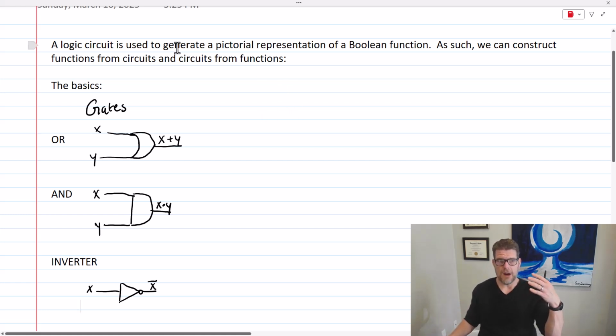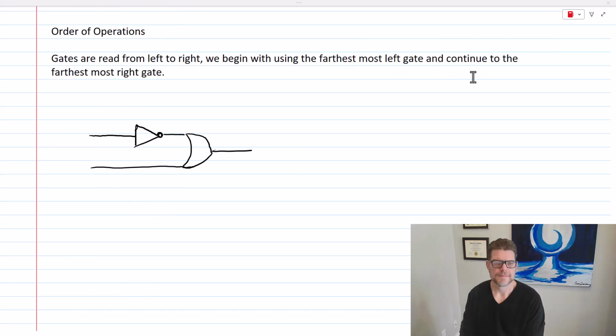Next up, we have to describe an order of operations for the use in circuits. Now, the order of operations in circuits is a lot more straightforward than it is in Boolean algebra, and it's one of the reasons why people like to use circuits in order to evaluate functions in Boolean algebra, because basically what we're going to be doing is reading our gates from left to right. We're going to begin with the farthest most left gate and continue to the farthest most right gate.